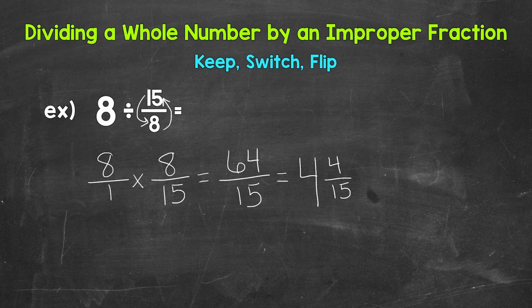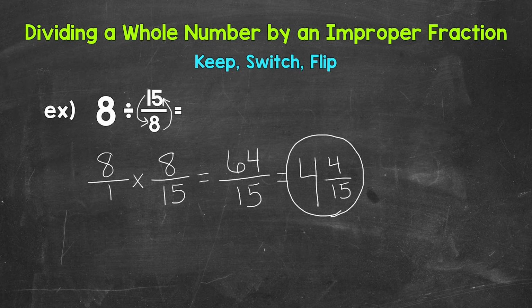We can always look to see if we can simplify the fractional part of a mixed number. 4/15 is in simplest form. The only common factor between 4 and 15 is 1. So final answer, 4 and 4/15.